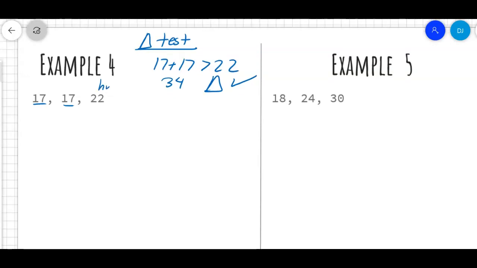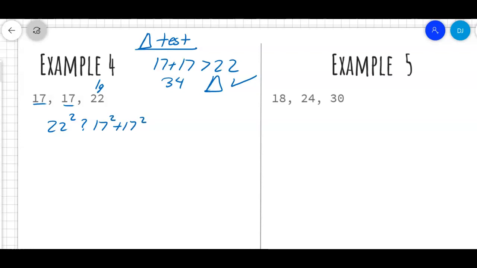So go ahead and find the hypotenuse, which is going to end up giving you 22, or the greatest side. I shouldn't keep calling it a hypotenuse because it's only a hypotenuse if it's a right triangle. So I need to stop doing that. Okay, so the largest side is 22 squared, question mark. And then the two other side lengths, 17 squared plus 17 squared.